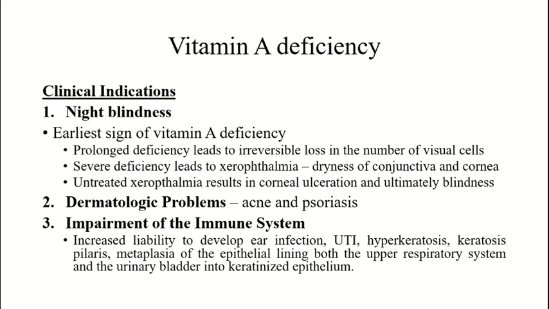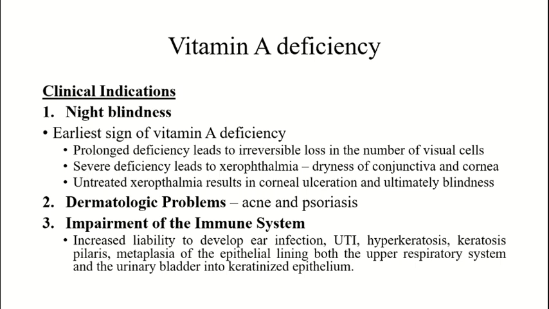Okay, now night blindness is the earliest sign of vitamin A deficiency. Prolonged deficiency leads to irreversible loss in the number of visual cells. Severe deficiency leads to xerophthalmia, a pathologic dryness of the conjunctiva and cornea. If left untreated, it will result in corneal ulceration and ultimately blindness. Furthermore, dermatologic problems, including psoriasis and acne, are also an indication of a deficiency in vitamin A. This can be treated with retinoic acid or its derivatives.